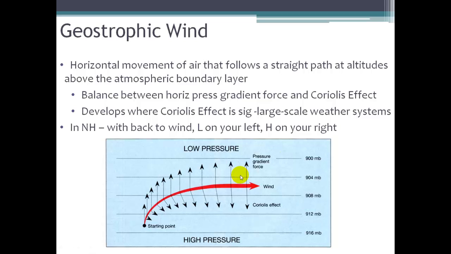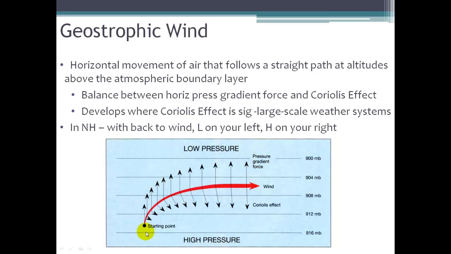Now let's talk about how we can combine some of these forces to affect wind motion, and we'll start with something called the geostrophic wind. The geostrophic wind refers to the horizontal movement of air, so no curvature here, and we are above the atmospheric boundary layer, so away from the Earth's surface where friction would come into play. At this height in the Earth's atmosphere, the only two forces at play in a geostrophic wind are the pressure gradient force and the Coriolis effect.